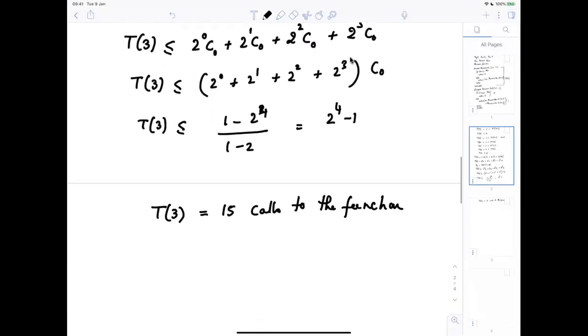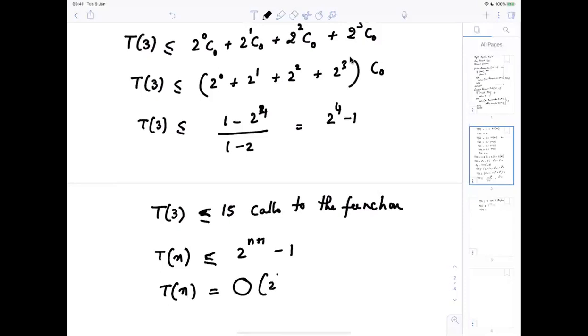Okay. So when I look at this equation over here, I can generalize this and say t of n is equal to 2 to the power of n plus 1 minus 1, or, sorry, t of n is less than or equal to that, or t of n is equal to big O of 2 to the n. So it takes exponential time complexity. Okay, so this is something that we must be very aware of.